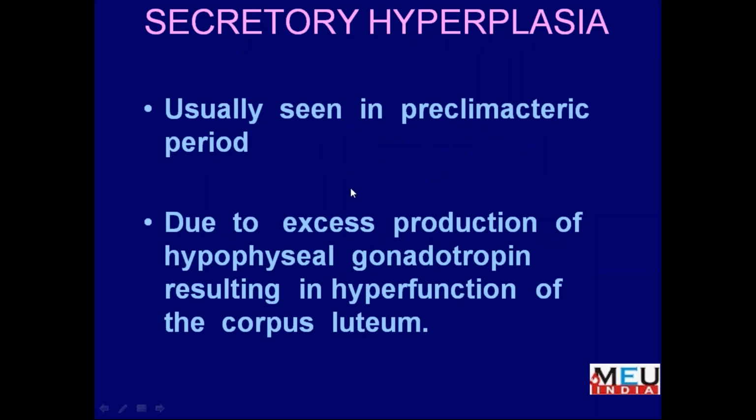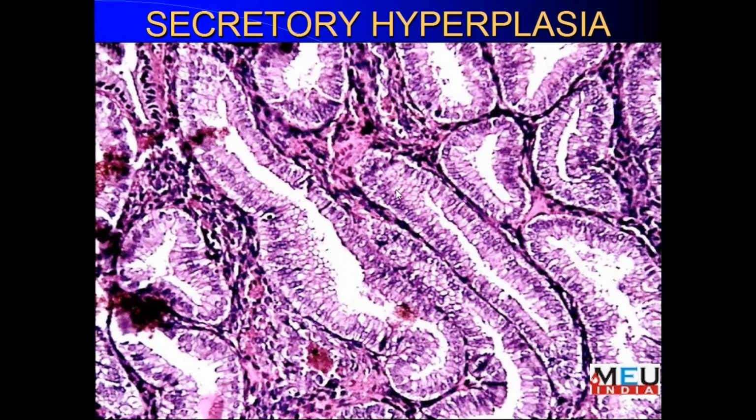Sometimes there is secretory hyperplasia, especially in the pre-climactic period, due to excess production of the hormones in the hypophysis. The entire hormonal axis from the brain is affected, and as a result there is hyperfunction of the corpus luteum. Now, this is the secretory hyperplasia. The glands are proliferated, and they are quite lying back to back.